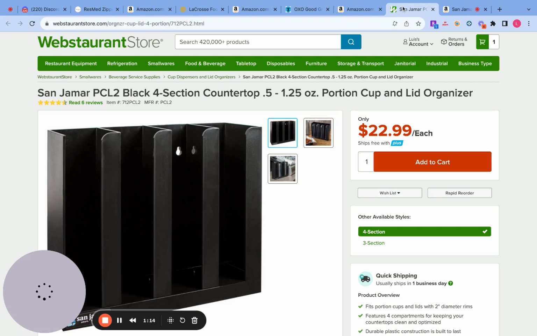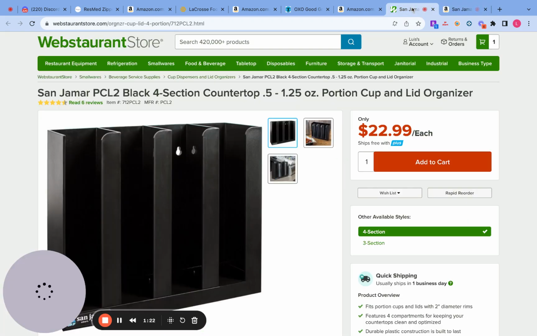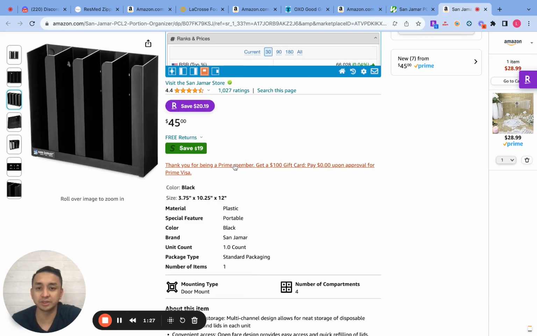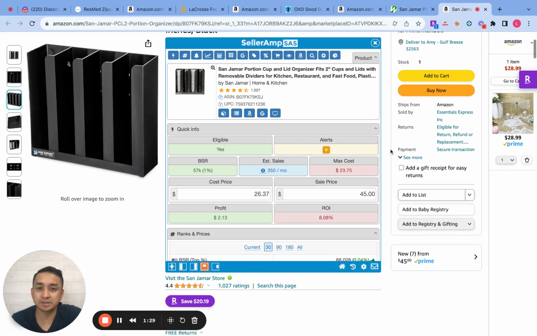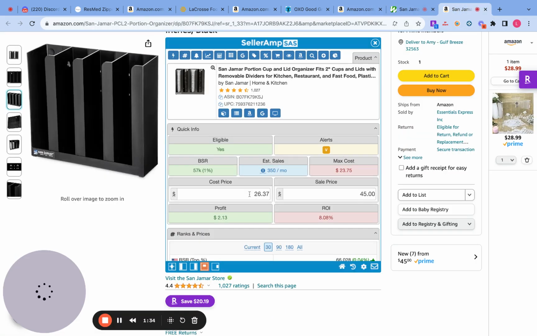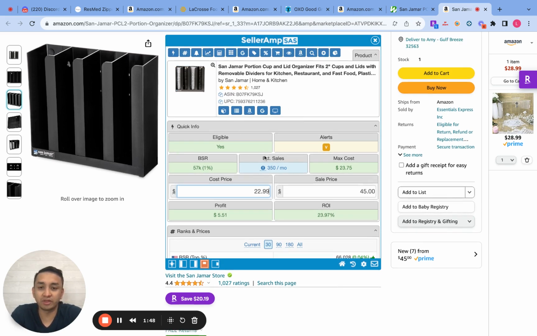So this one is Ascend Jamar. Okay, looks good. Same. Yeah, looks like the same product to me. The price is $22.99, so we plug it here. The cost is $22.99, and it's looking like it's giving us a 24% ROI. It's giving you 350 sales a month.